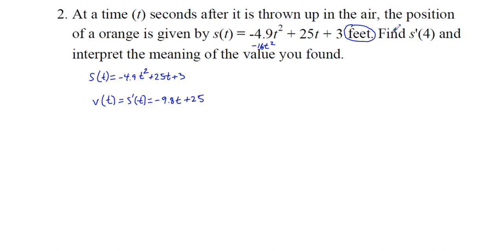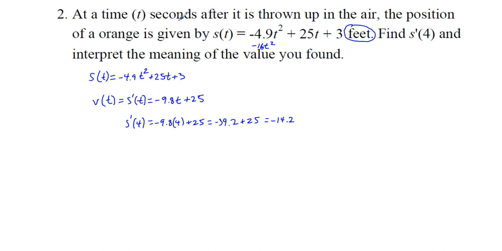And find s prime of 4. S prime of 4 is equal to negative 9.8 times 4 plus 25. And negative 9.8 times 4 is going to be negative 39.2 plus 25. And that's going to be negative 14.2.